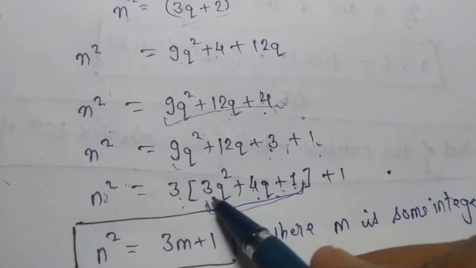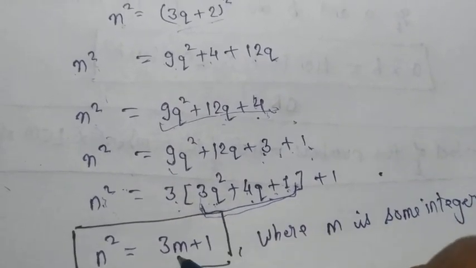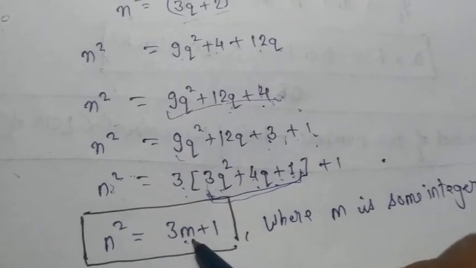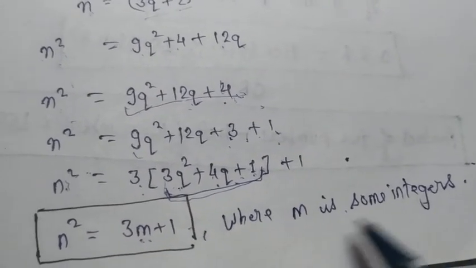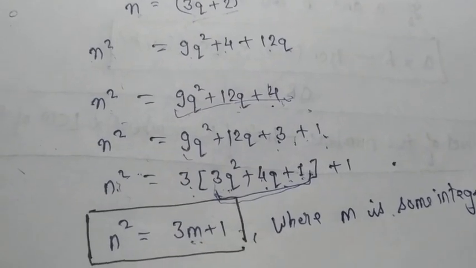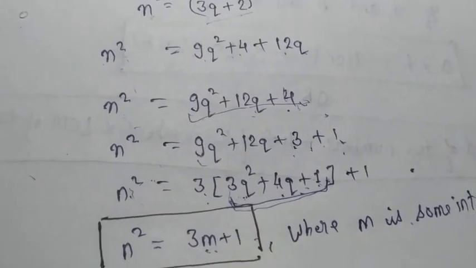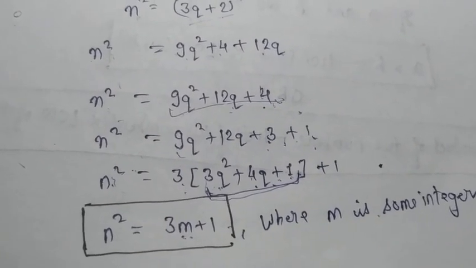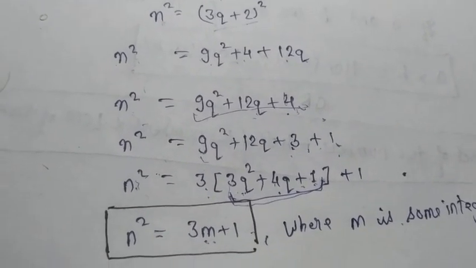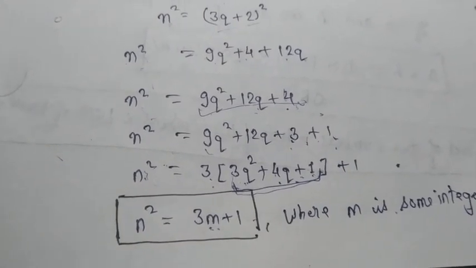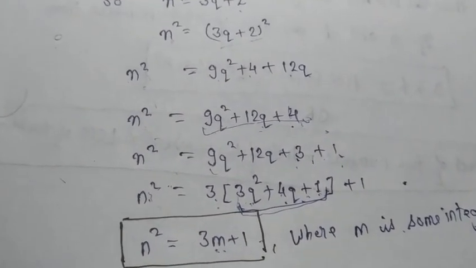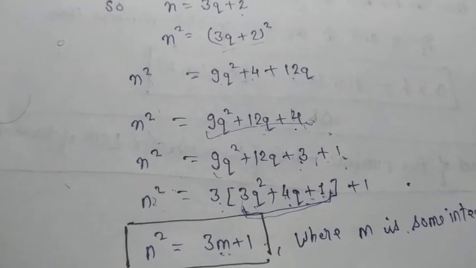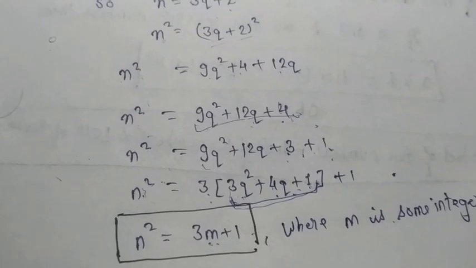So this whole term can be replaced by m because m is an integer also. So n square is represented as 3m plus 1, where m is some integer. So students, this is the solution of question number 4 of exercise 1.1. I hope it is clear. It is very simple, children. Just go through the Euclid division lemma. According to that, you can find out the value of r, and whatever the question is saying, just follow it and represent it like that.